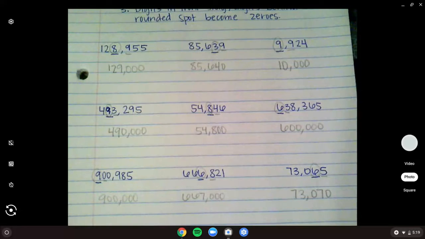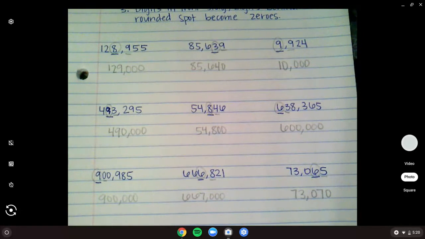Now I want you to take a moment. If you need to pause it, if you need more time, observe these numbers. Which ones do you find are rounded really close to the original number? Which ones are rounded and they're kind of far off? There's a lot of numbers between our rounded number and our original number.